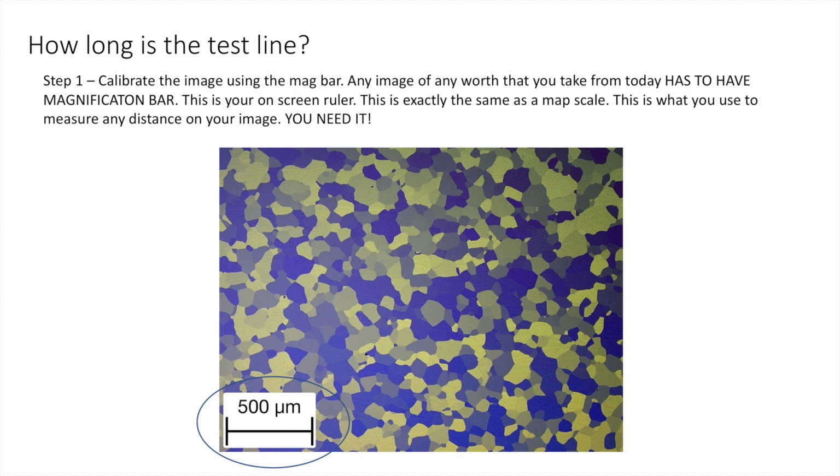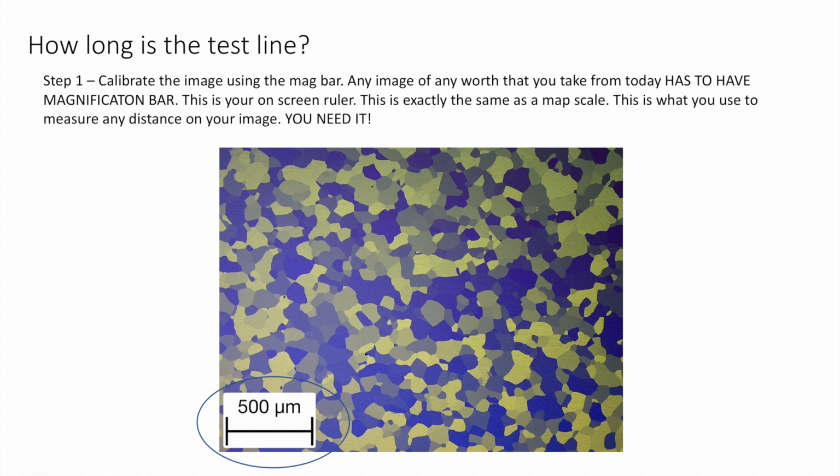Sometimes it's done automatically via your microscope software system, which is usually the case these days. In the past, you had to take an image of a ruler or a graticule and superimpose it, at the same magnification that you take your image at, onto the image itself, and then try and make a nice looking mag bar like the one you see here. But the point is, this is what you use to measure any distance on your image. This magnification bar says it's 500 microns, and that's from the end of the black line on one side to the end of the black line on the other side.